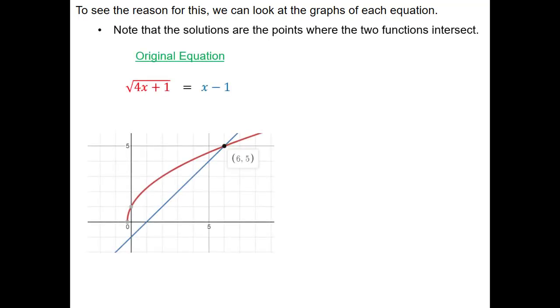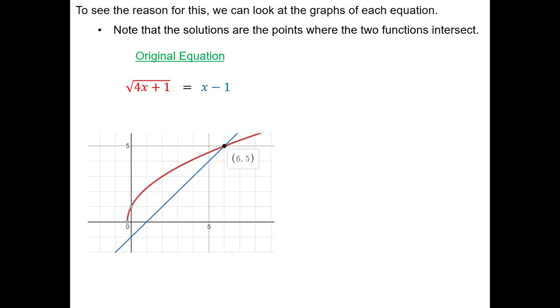And that's because if you look at the original equation, which was the square root of 4x plus 1 equals x minus 1, notice that the left side is simply a radical function, therefore giving you the red graph, while the blue function, x minus 1, is linear. And we can see that if we graph both of those, we're only going to get one solution, because the solution to an equation is simply the x coordinates where the points of intersection occur.